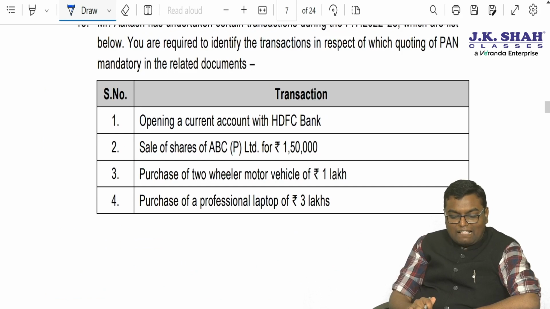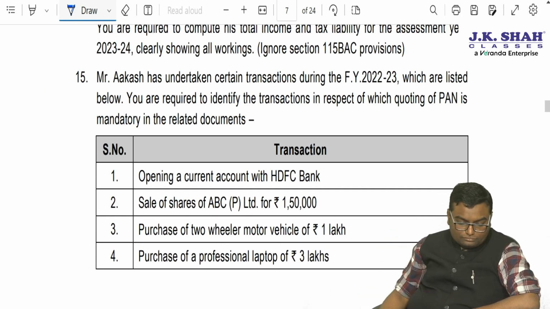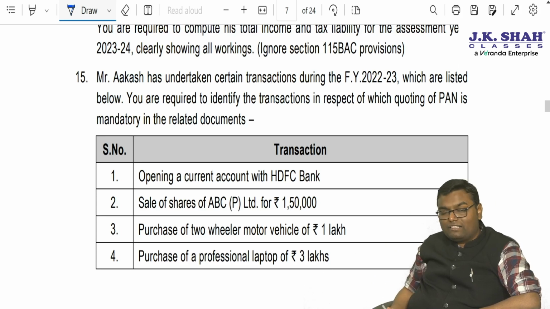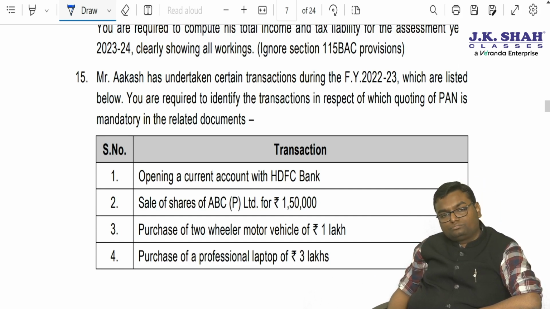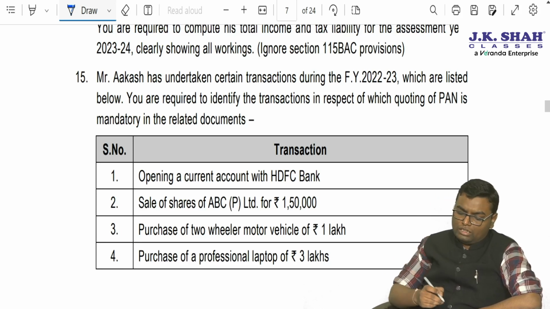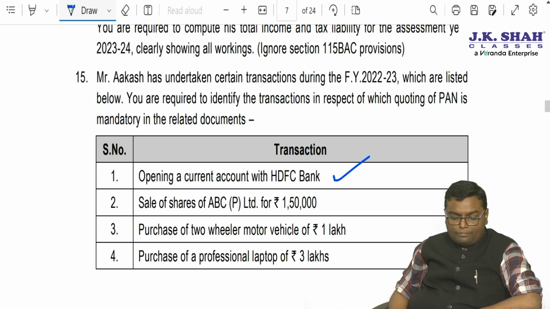Dear friends, last question. Mr. Akash has undertaken certain transactions which are listed below. You are required to identify the transaction for which PAN quoting is mandatory. So CBDT has given the list of transactions in which you have to mandatorily quote permanent account number. Opening a current account with HDFC Bank. So if you open any account other than a savings account in a bank, compulsorily you have to quote permanent account number. So yes, you have to quote it.